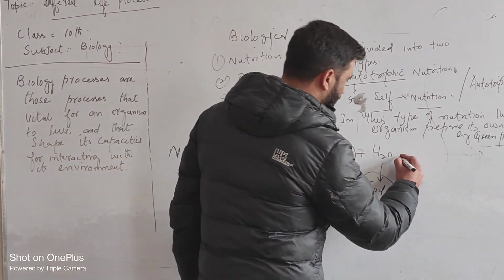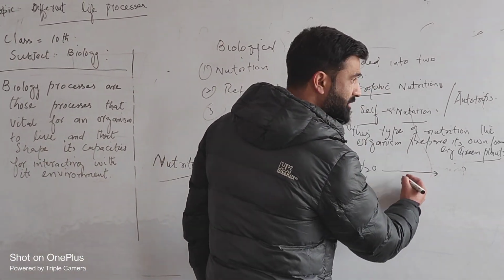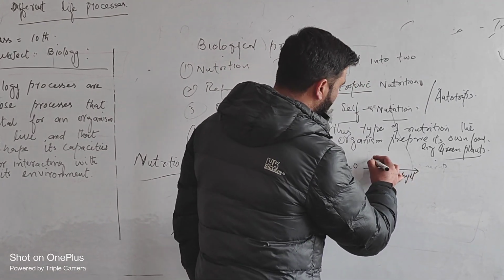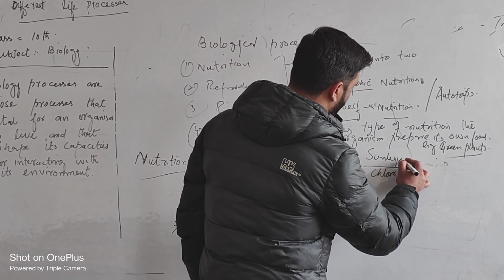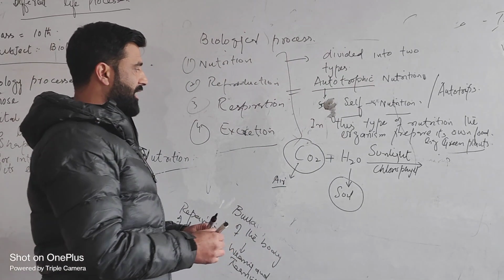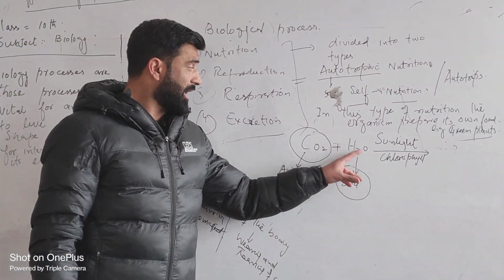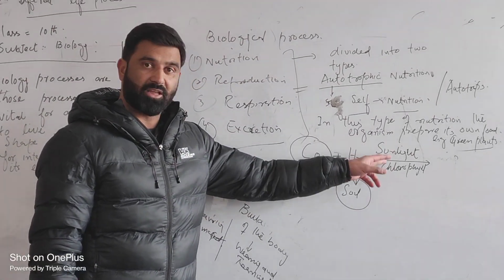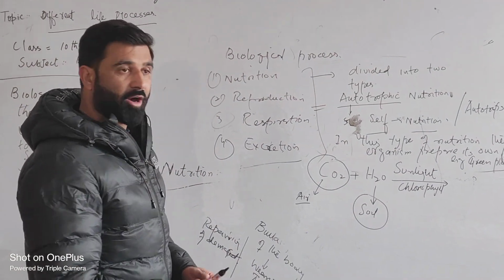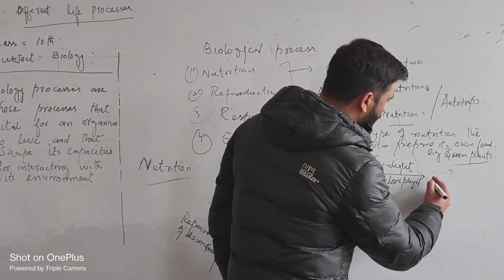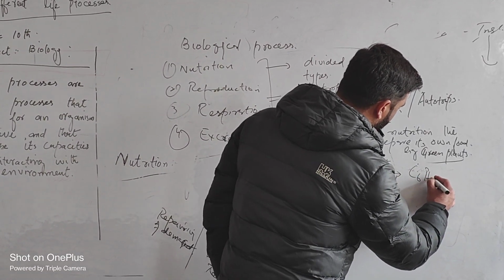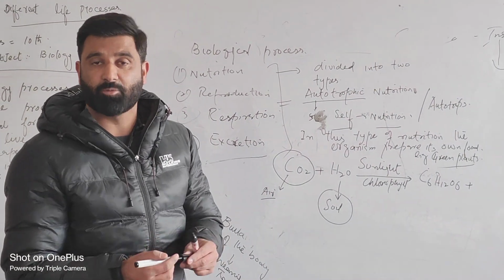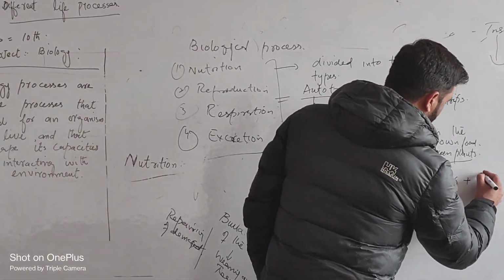Green plants absorb this water in presence of chlorophyll, with the help of sunlight. With the help of sunlight, they combine these two products, water and carbon dioxide, in presence of chlorophyll. They form the food; they manufacture the food. That food is glucose, C6H12O6, and the byproduct which is released during photosynthesis is oxygen.